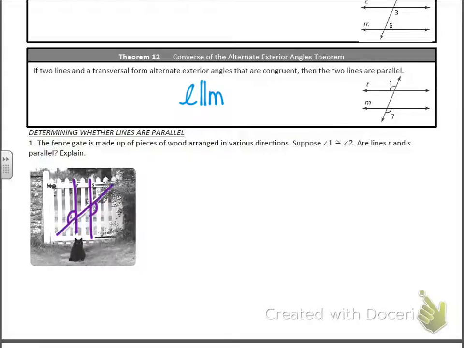What do you guys think? Which theorem did you use? Converse of the alternate exterior angle theorem. So these form alternate exterior angles. So in your answer, this is kind of how we're going to practice. You know, for the performance task, you had to answer in complete sentences, and we're going to practice that. So, yes. What are we saying yes to? R and S are parallel. So you can say R and S are parallel.